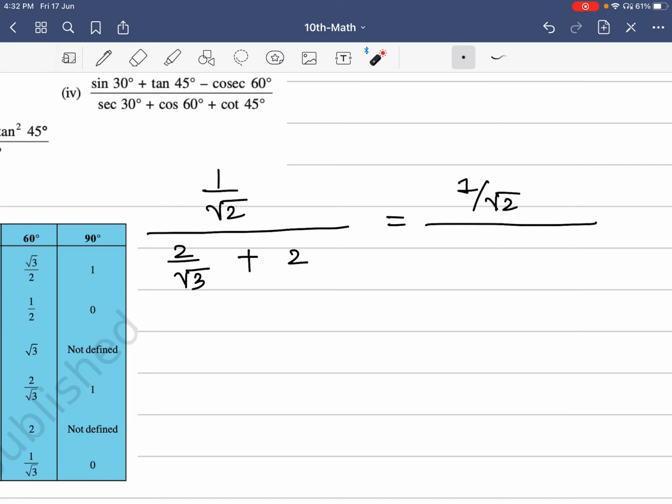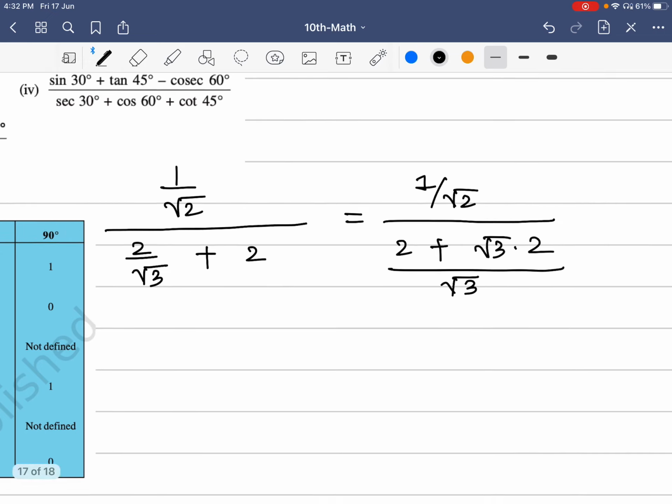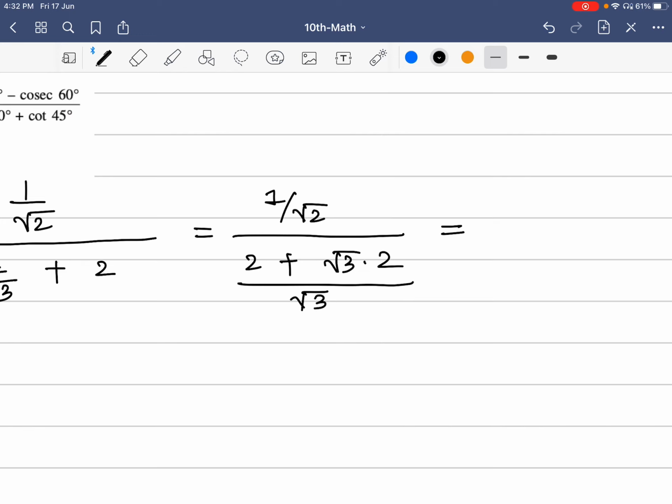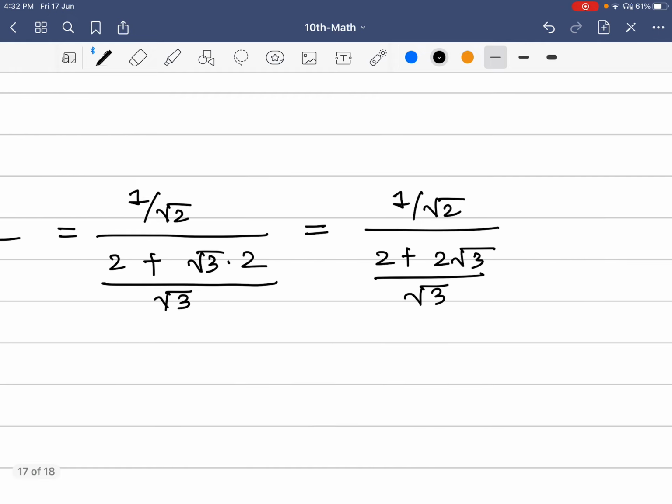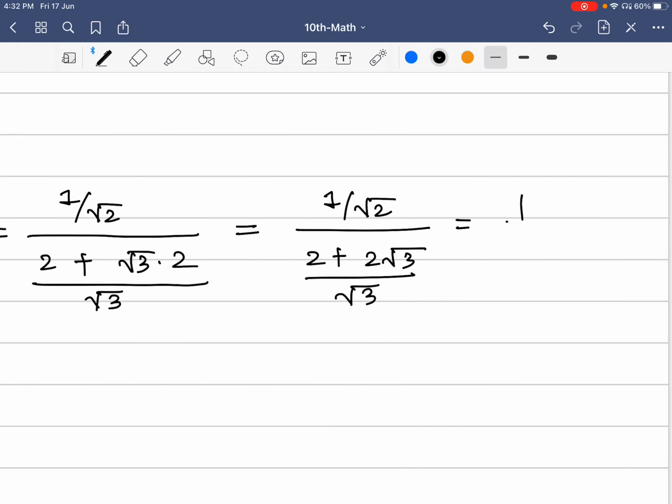So that's going to be 2 plus root 3 into 2 the whole by root 3. So that is going to be 2 plus root 3 into 2 the whole divided by root of 3. Now that is equal to, once again, 1 by root 2 I will keep as it is, the numerator, the whole divided by 2 plus 2 root 3 the whole divided by root 3. So now this is nothing but 1 by root 2 into 2 plus 2 root 3 upon root of 3. I have just simplified the expression.